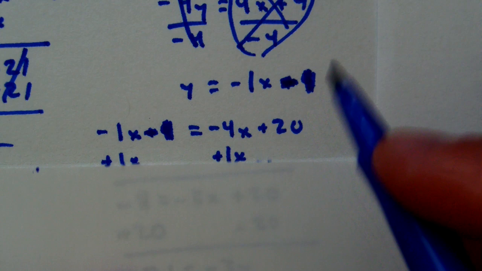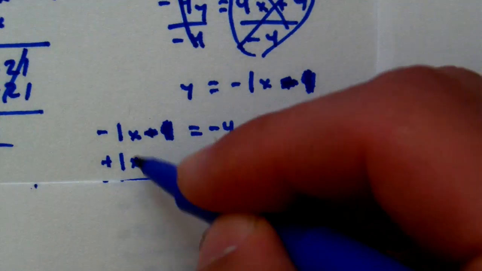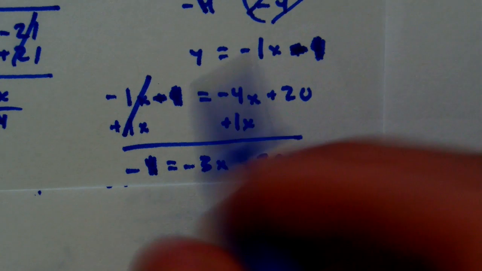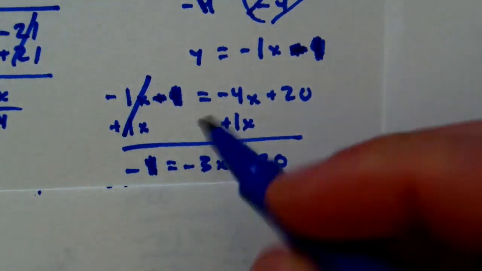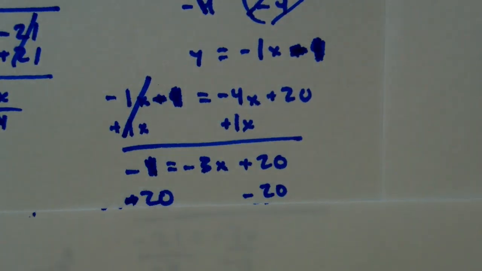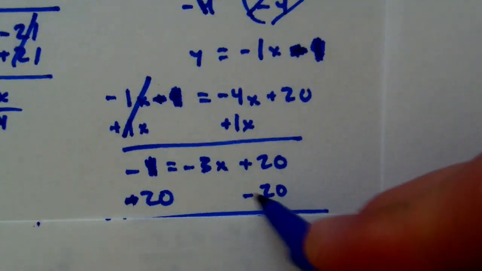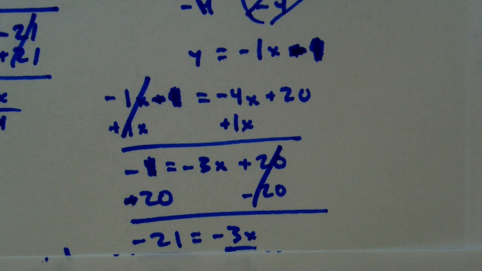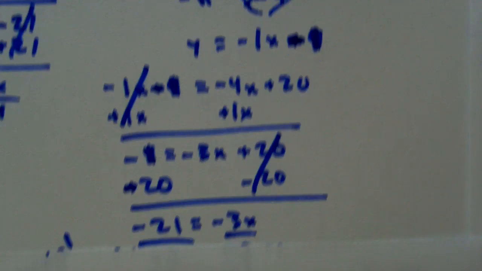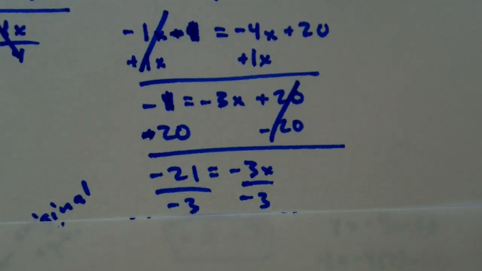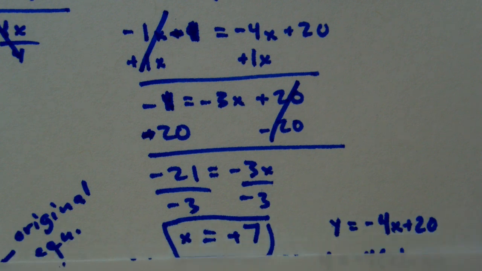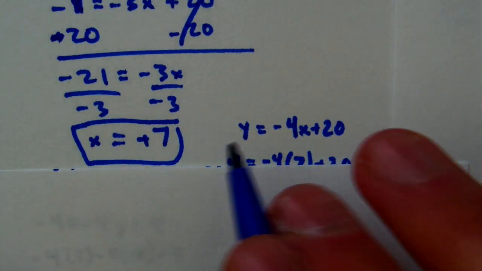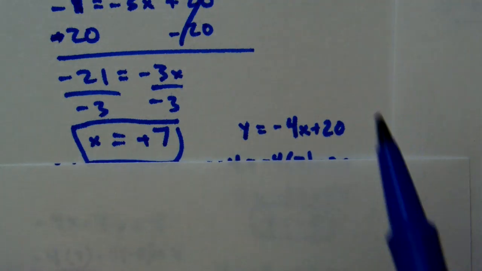Now we've got to solve for x. So I added 1 to both sides. That cancels. You could have added 4x. That's fine. So we're left with negative 1 equals negative 3x plus 20. So we subtract 20. We subtract 20. That cancels there. We're left with negative 21 equals negative 3x. So we divide by negative 3. We get x equals positive 7. I'm not sure why I put a plus there, but that's all right.